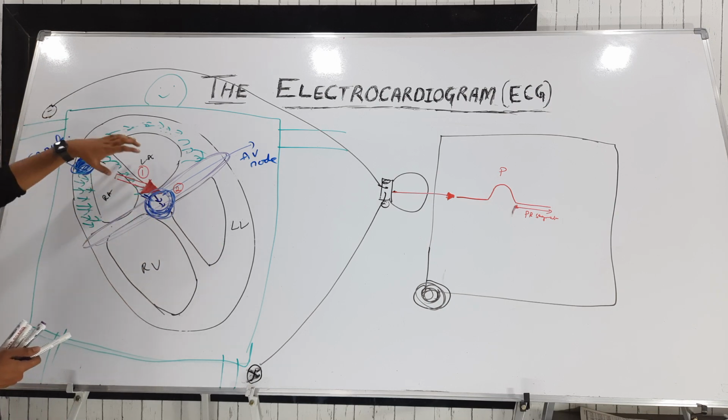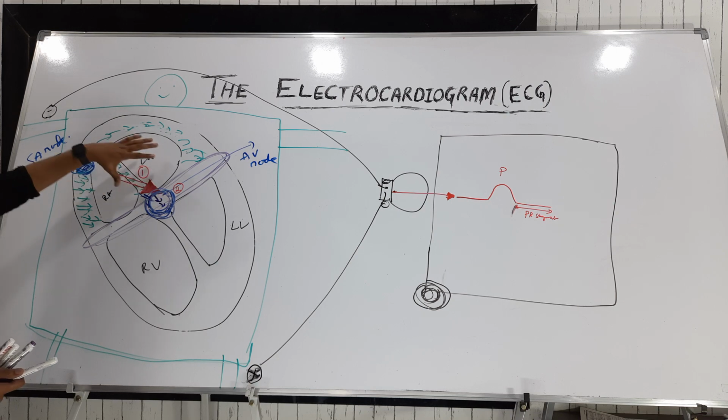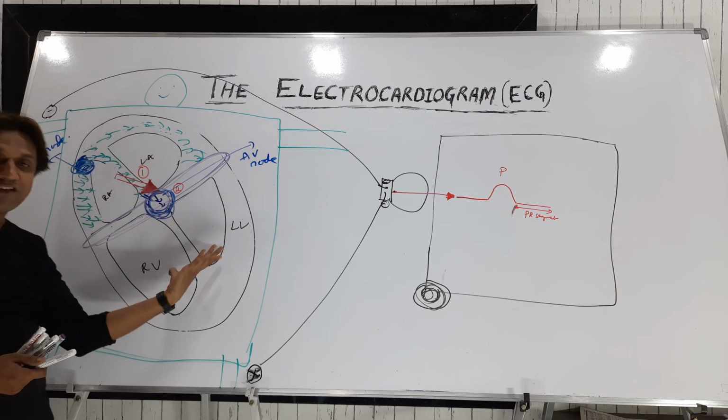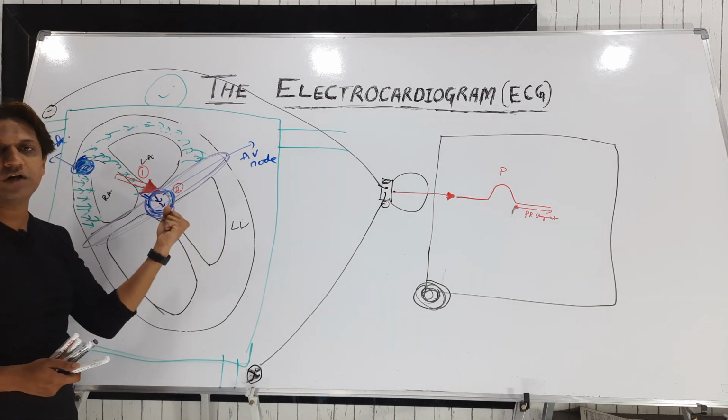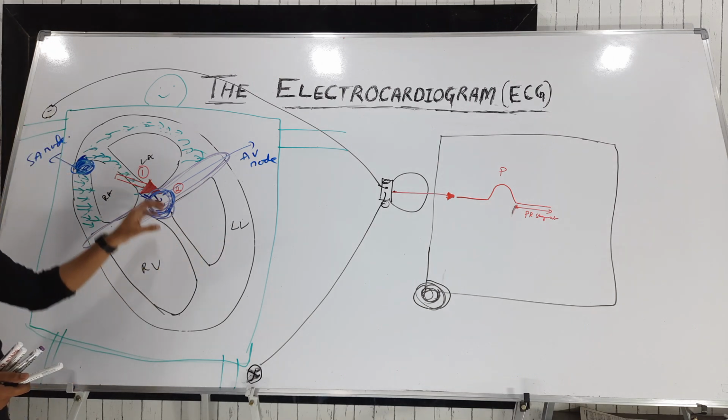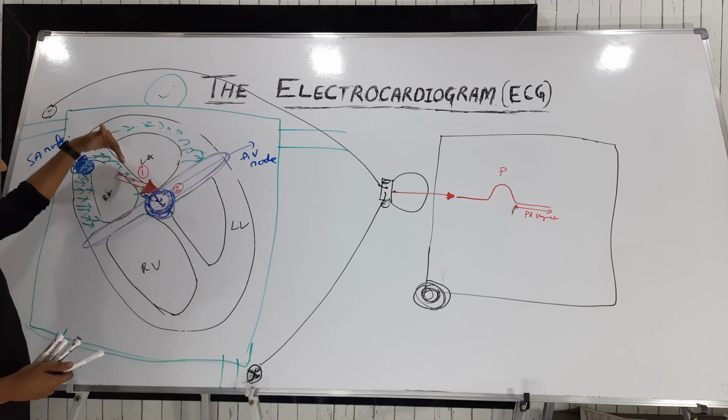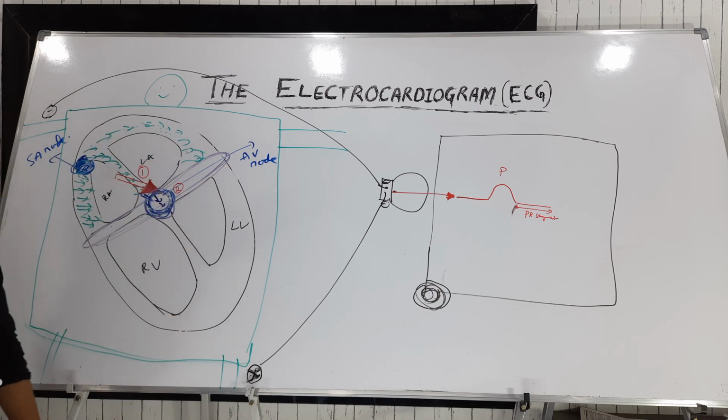That's why the current is slowed down. When the atria is contracting, the ventricles have to relax. When they are relaxed, only then will the ventricles contract. There should be some delay, and that delay is provided for the current by this AV node.